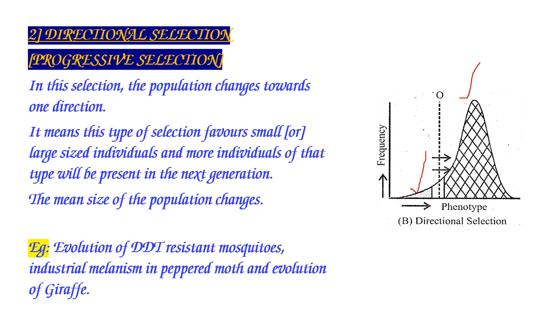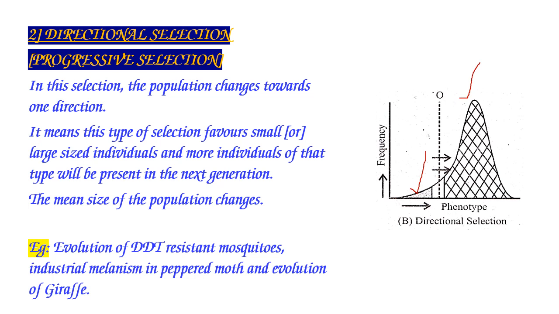The best examples for this directional selection are the evolution of DDT resistant mosquitoes, industrial melanism in the peppered moth, and the evolution of the giraffe as per Darwin's explanation of natural selection.